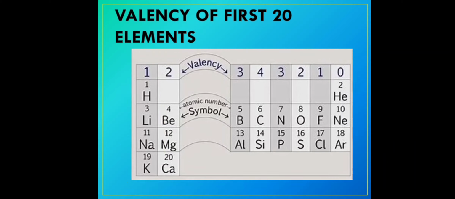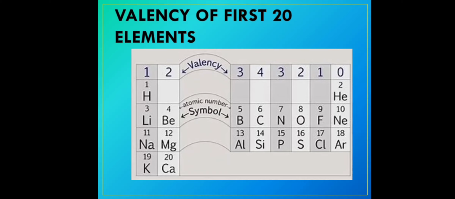Similarly, sodium, the atomic number is 11. So 2, 8, 1, it loses 1 electron and hence it has a positive charge. So the elements that lose electrons are called metals. They have positive valencies. So hydrogen, lithium, sodium, potassium have +1 valency. Beryllium, magnesium and calcium have valency +2.